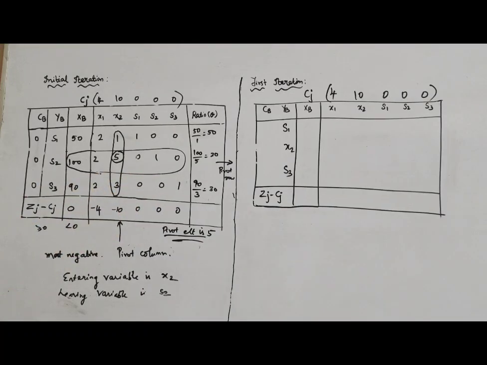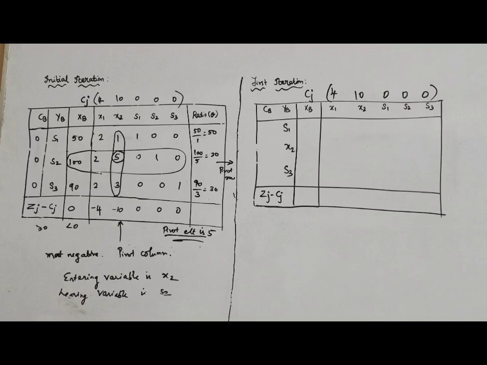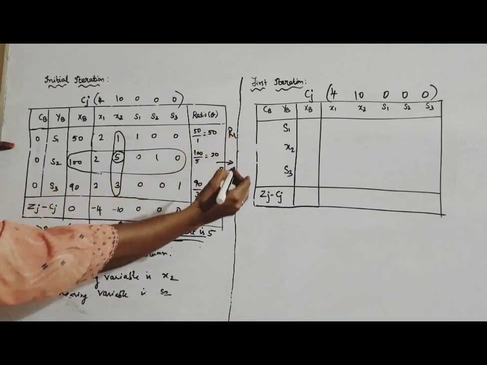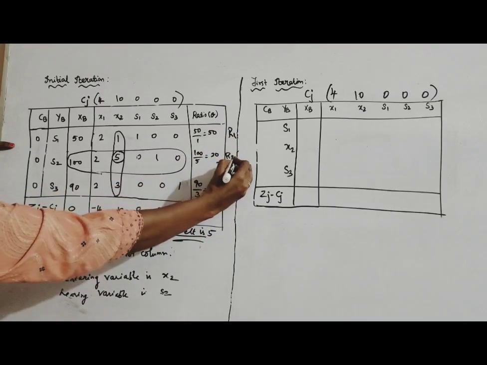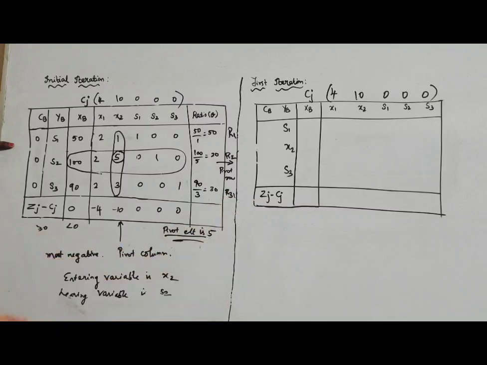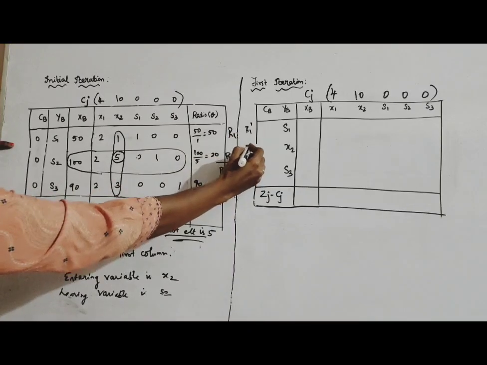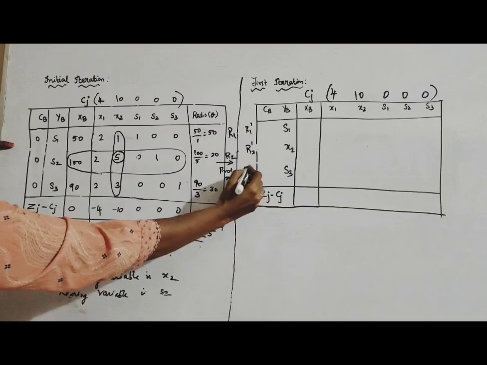That means we are going to use one formula here. Now we have to calculate the new s1, x2 and s3 values by using the row calculation. In the initial iteration table, we are considering the first row as R1, the second row as R2 and the third as R3. Similarly, for the first iteration table, we take the first row as R1 dash, the second row as R2 dash and the third as R3 dash.